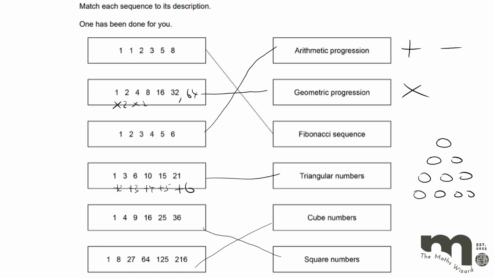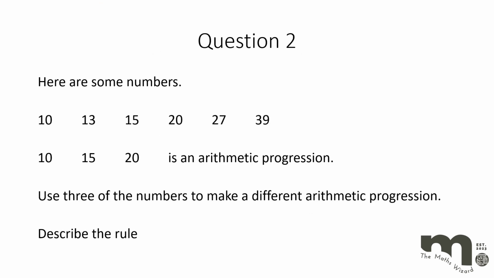Okay, let's have another look at another question then. So this again is from a past AQA paper. So we've got some numbers there, and we're given an example of an arithmetic progression. So now we need to use 3 of the numbers to make a different arithmetic progression, and we need to describe the rule. So there's a few different right answers for this one. So pause your video, see if you can find them.